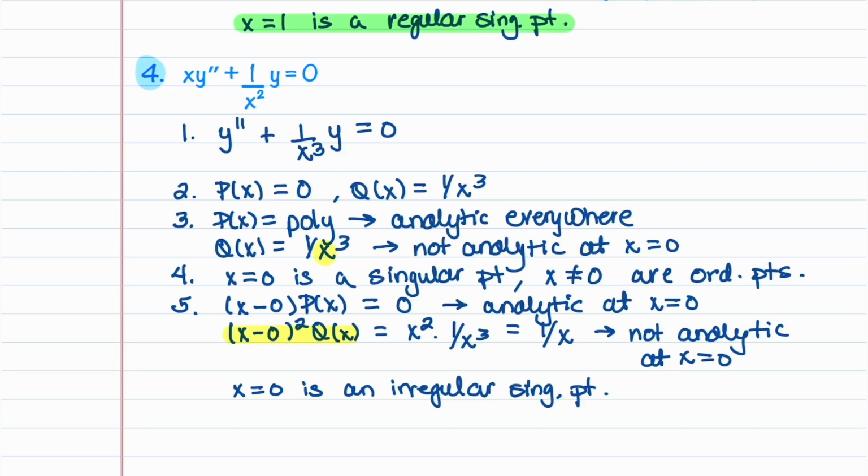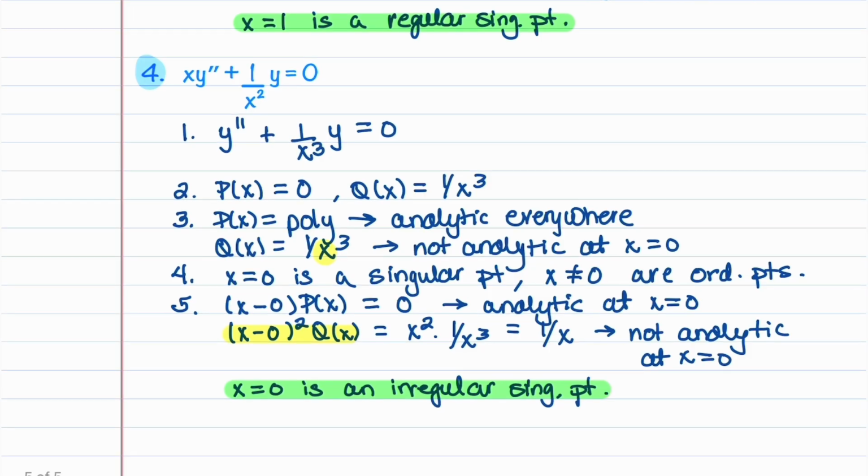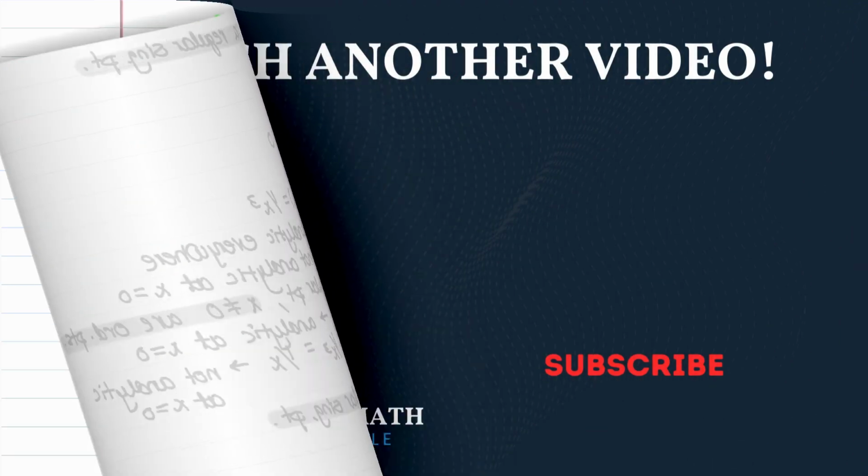And those are our answers. Our answer is that x is equal to 0 is an irregular singular point, and every other point is an ordinary point. And that's it. You now know how to identify and classify ordinary and singular points. You should now be ready to work through some similar problems on your own.